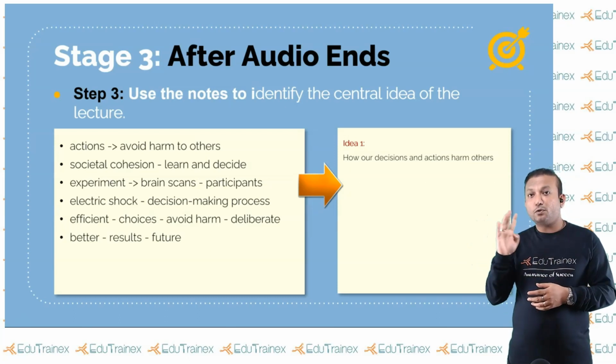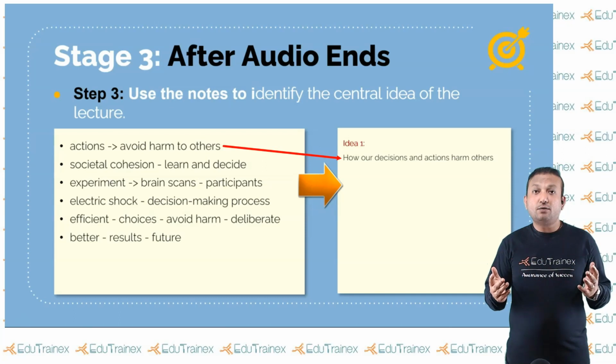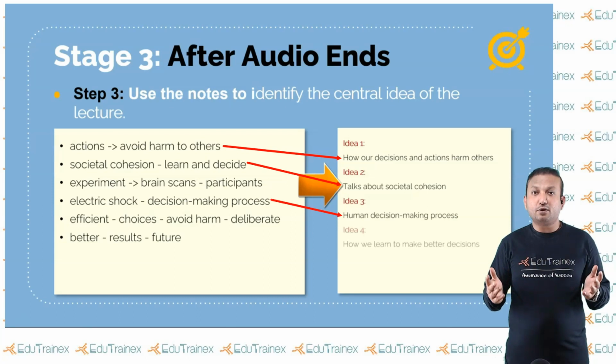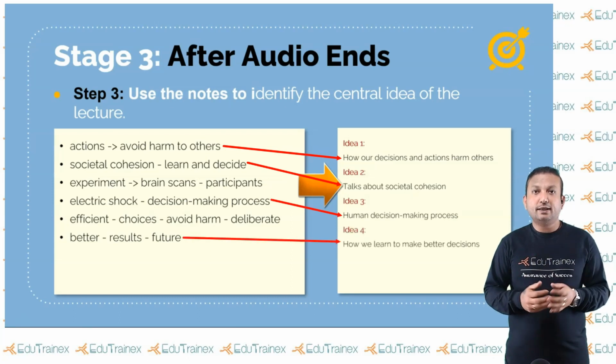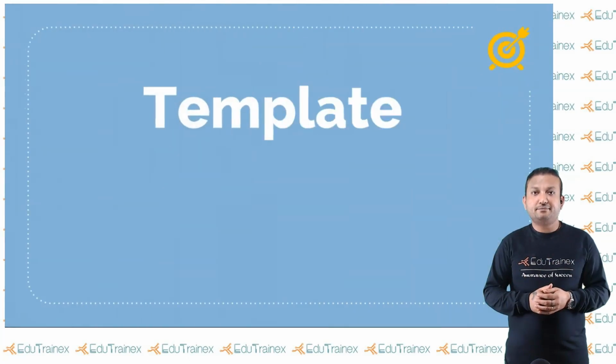So I have listed 4 ideas for you here, using my notes and my memory. Idea number 1 is how our decisions and actions harm others. Idea 2 is about societal cohesion. Number 3 is about the human decision-making process. And number 4 is how we learn to make better decisions. So you can choose any one of these, and no idea is the best or the worst here. Time to look at the template.